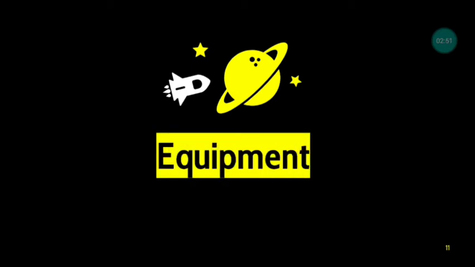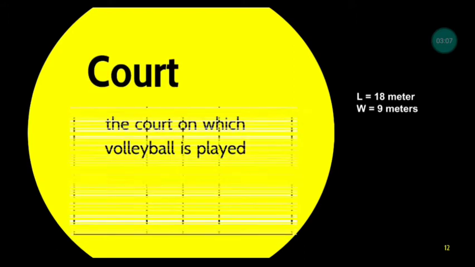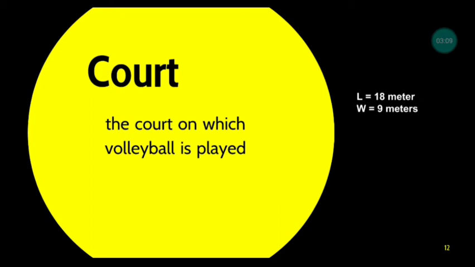Equipment in volleyball. First, it has an 18-meter length and 9 meters width. It is called the court, the court on which volleyball is played.